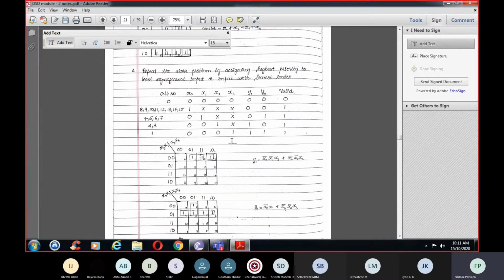So y1 is equal to summation m. I'll write only small m. Where is it 1? Here it is 1, here it is 1. That is cell number 2, 3 and 1. So what I'll be writing: 1, 2, 3. Okay, so I'll fill up this K-map where it is 1, 2 and 3.